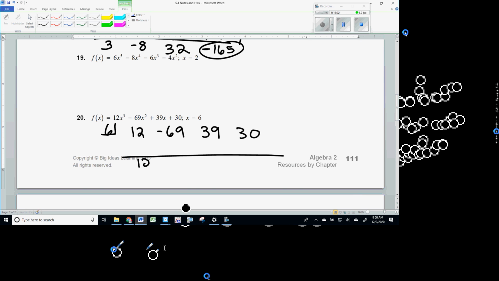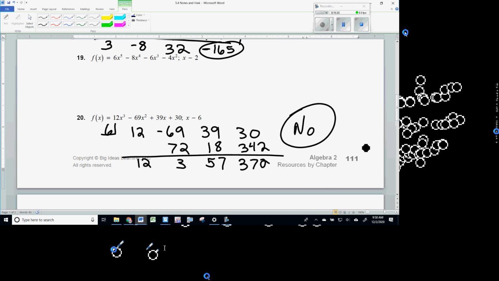So we drop 12. I'm gonna get my calculator to help with this. 6 times 12 is 72. Add is 3. 18. 39 plus 18, 57. And you can already see right away, this is not looking good, is it? 372. And so the answer is no.